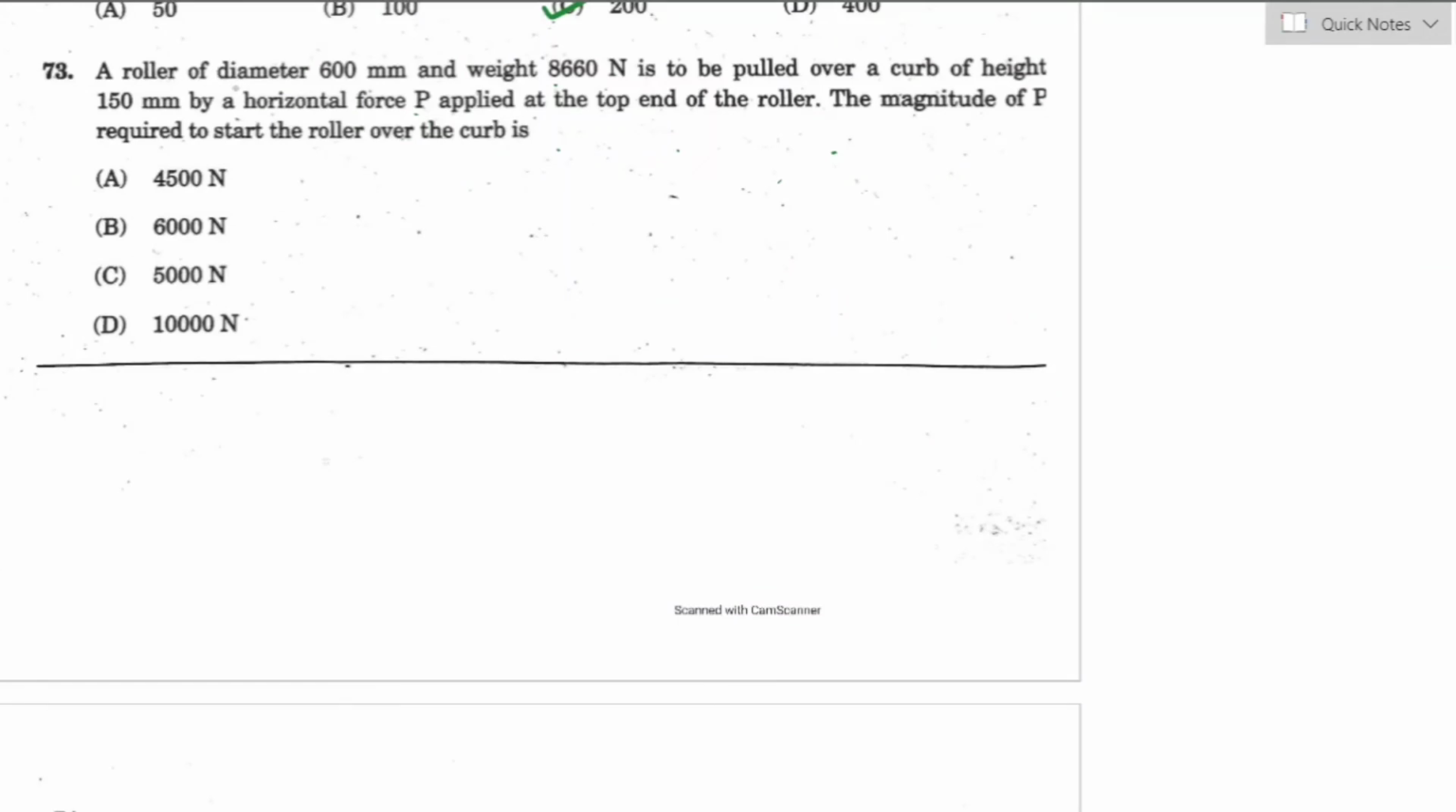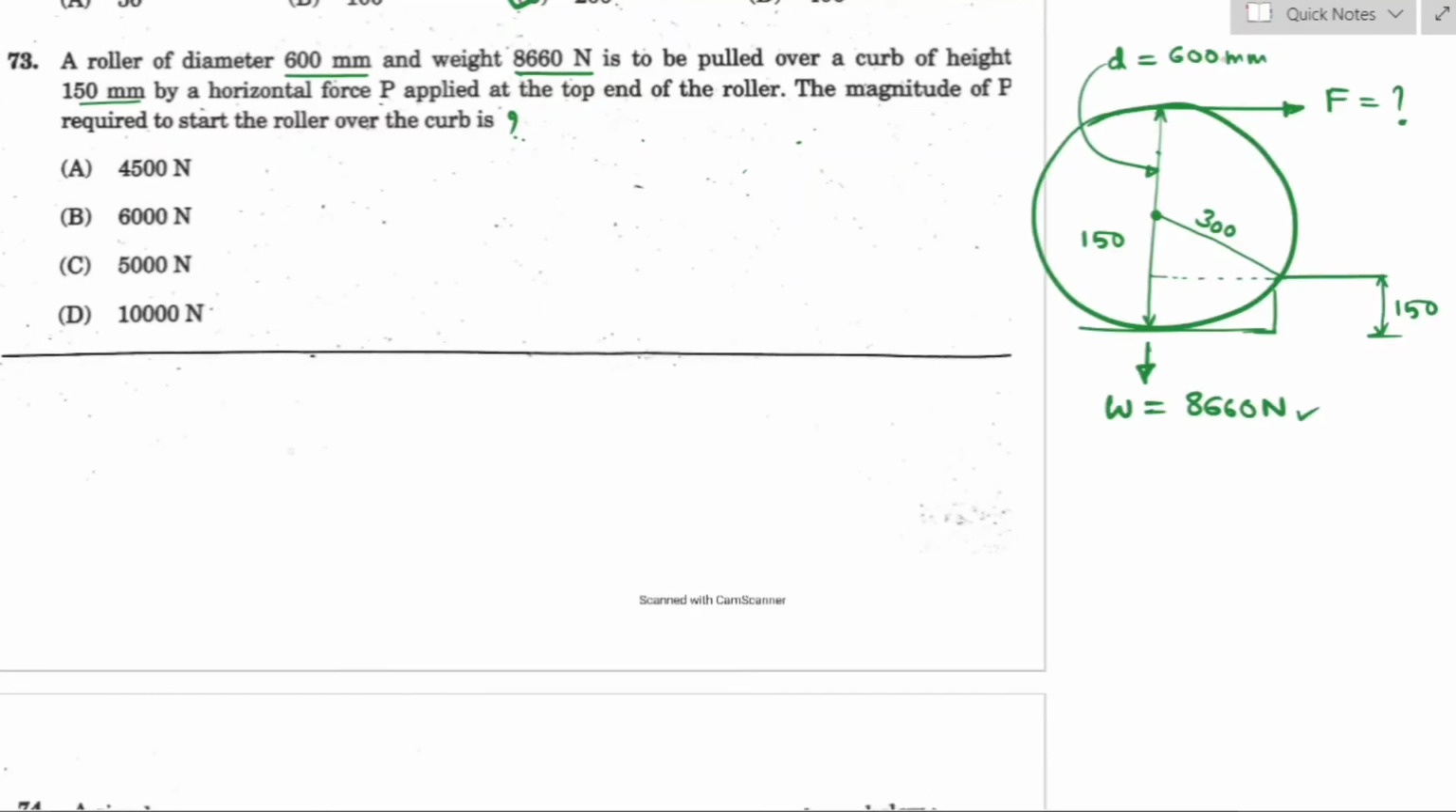Question number 73. A roller of diameter 600 mm and weight 8660 Newton is to be pulled over a curb height of 150 mm by a horizontal force P applied at the top end of the roller. The magnitude P required to start the roller over the curb is. So this is a roller representation of a diameter 600 mm with a weight of 8660 Newton. So we have to calculate the magnitude of the force required to roll the roller over the curb of 150 mm.